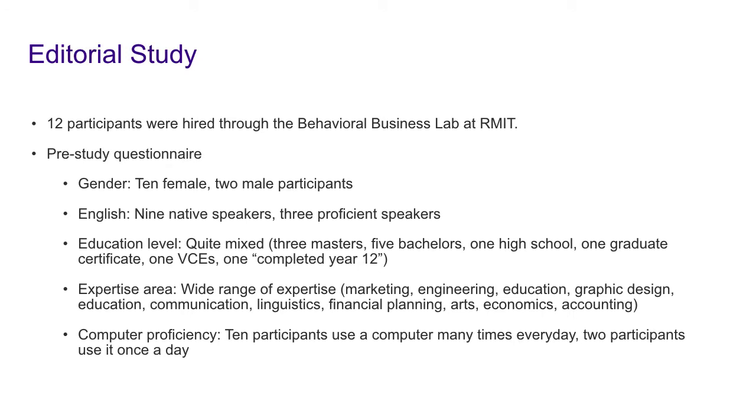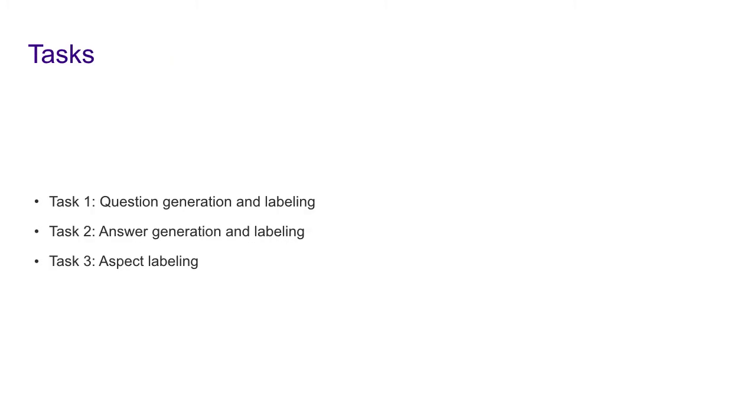The editorial study was conducted by 12 participants, and it started with a pre-study questionnaire where the participants provided some background information. Overall, we observe a diverse population of participants. There is some bias towards female participants, but we don't expect this to affect our results too much. Most participants are native speakers of English and have different educational backgrounds and expertise. During the study, each participant performed 3 consecutive tasks, which we will talk about in more detail. These are question generation and labeling, answer generation and labeling, and aspect labeling.